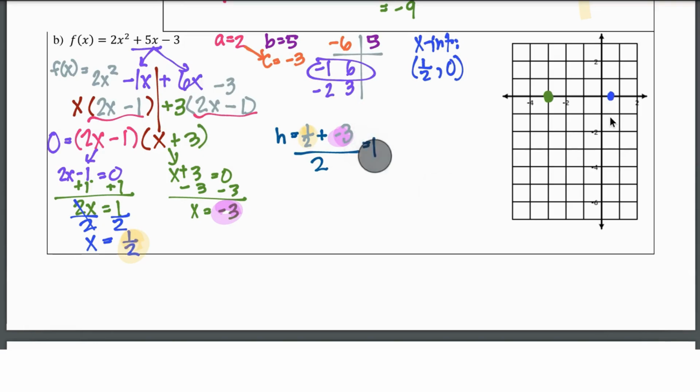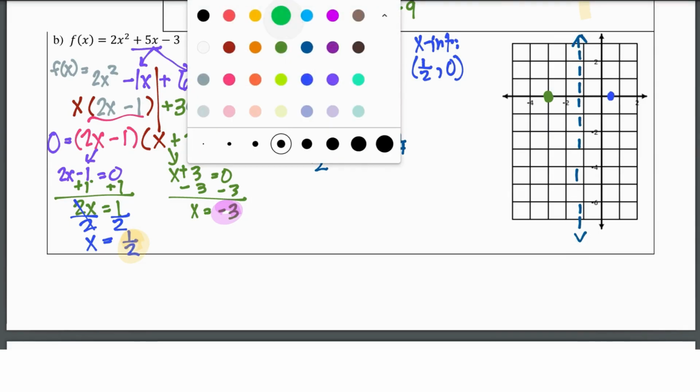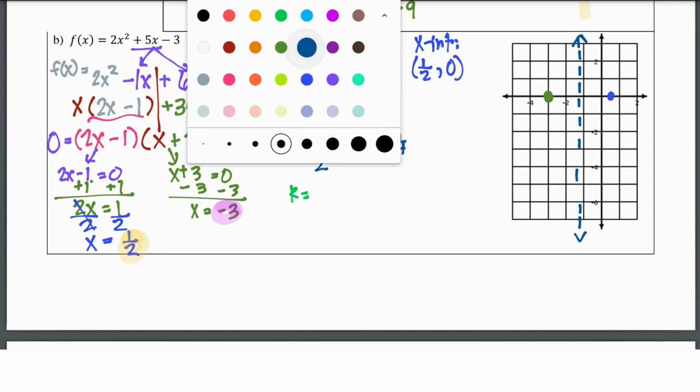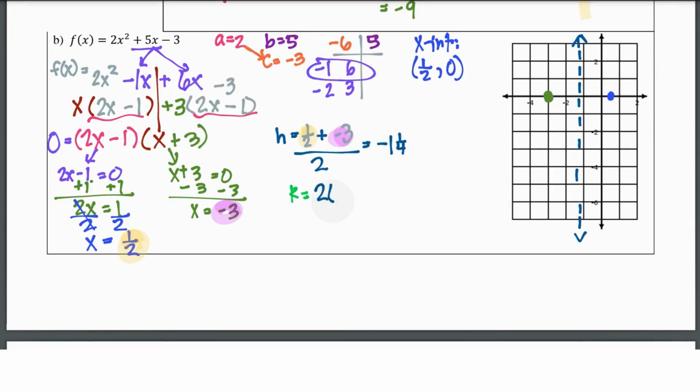So -1 1/4, or -1.25. So looking at that, that would be here as my axis of symmetry. Okay, so I just need to plug that value in to find k. And so k is going to equal that -1.25 plugged in for x. So if I have 2 times -1.25 squared plus 5 times -1.25 minus 3.